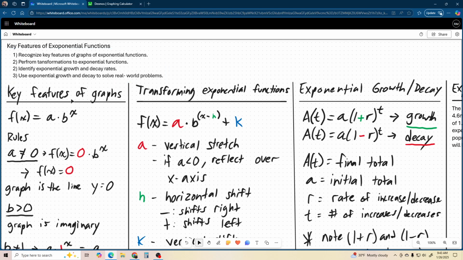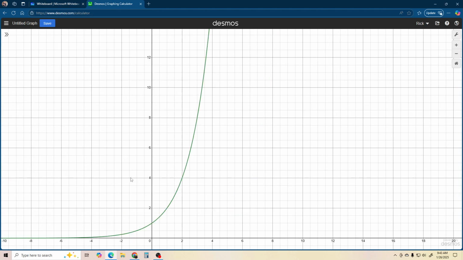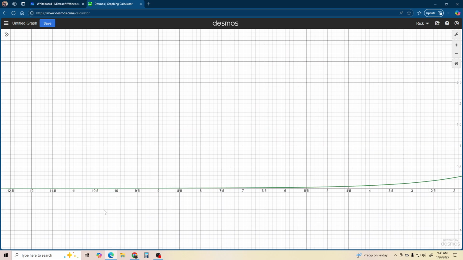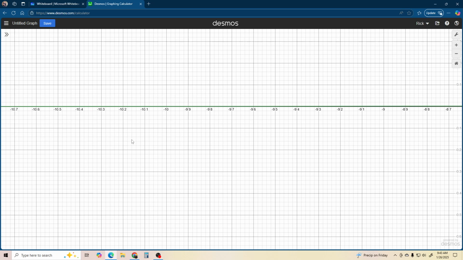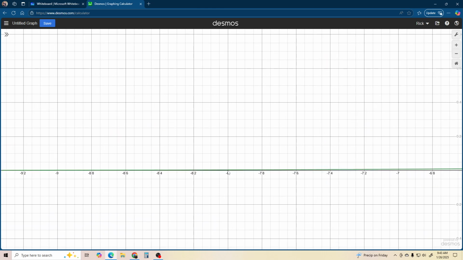So first of all, key features of graphs. Let's talk about the function f of x equals a times b to the x. So let's go ahead and go to Desmos. Now, if we just look at the graph here, kind of just ignore this for a second. If we look at the graph of an exponential function, what we'll notice is that we start off at some point, right? In this case, if we really zoom in, you'll notice that this will never actually get to 0. If we look at the y value, do you see how we're approaching 0, but we never get there? So that's one key feature of this kind of graph.